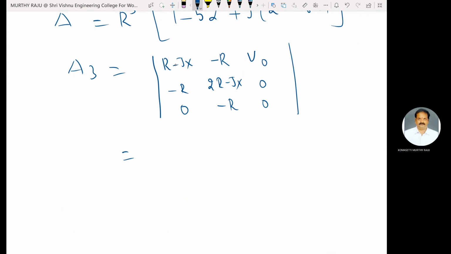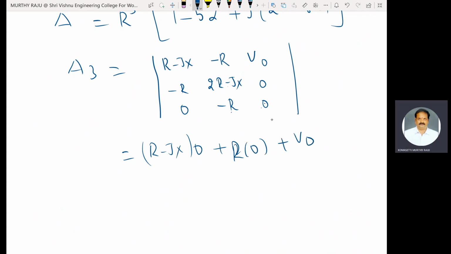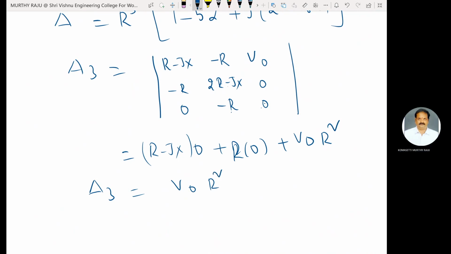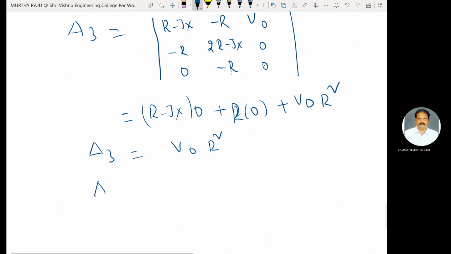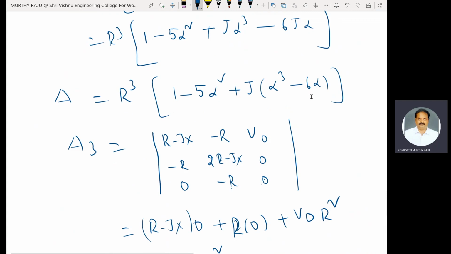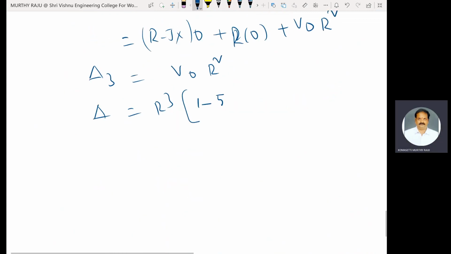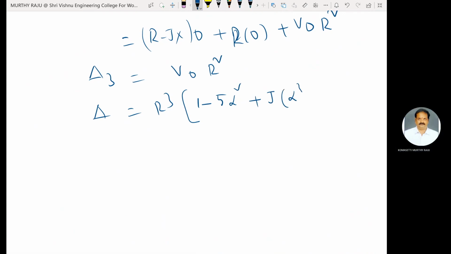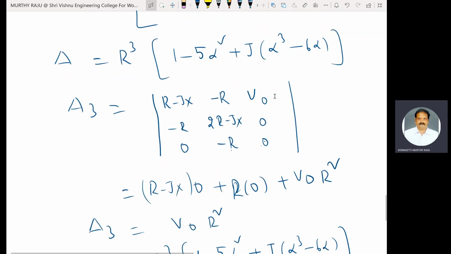Therefore, delta 3 is equal to (R minus jX) into this one into this one and this one 0, (R minus jX) into 0 here plus R into minus R into 0 minus of minus 0, that means R into 0 plus V naught into, here V naught, minus R into minus R square. Delta 3 is equal to V naught R square. We know that delta is equal to R cube into 1 minus 5 alpha square plus j into alpha cube minus 6 alpha.